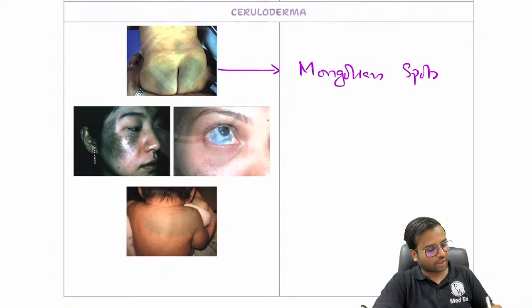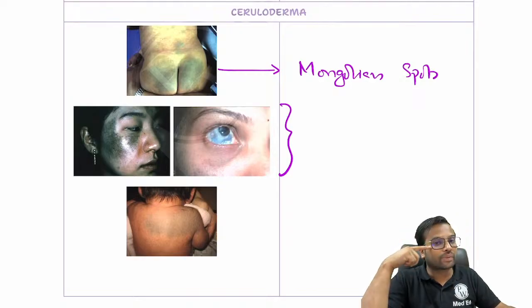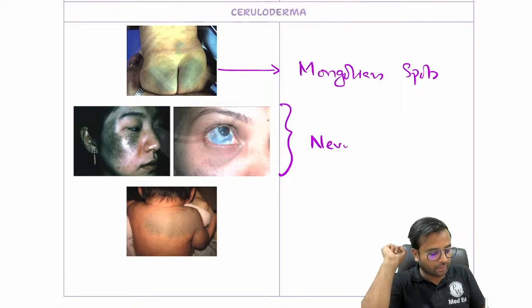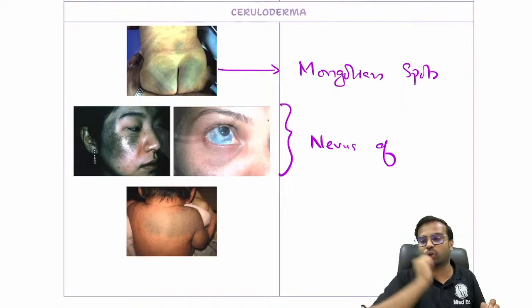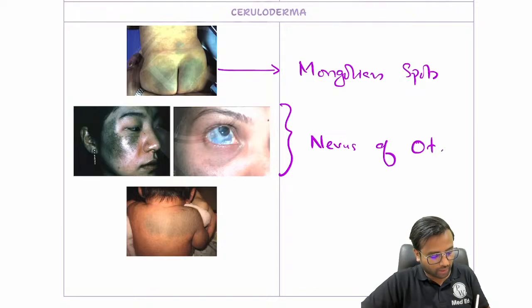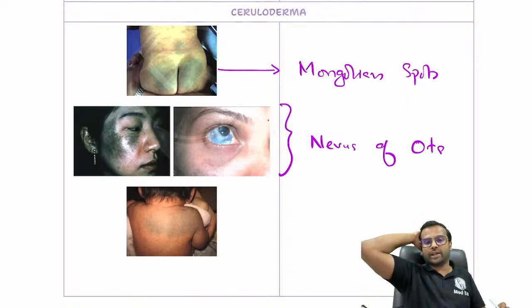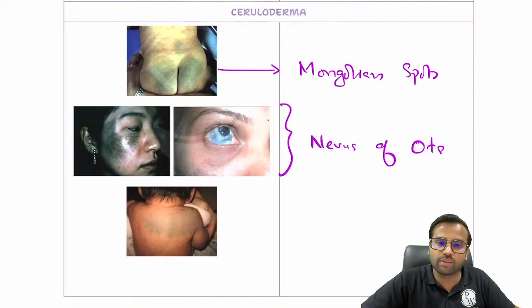Next one, what is seen here is over the face as well as over the eyes. If you find this bluish discoloration, is it nevus of Ota? Yeah, nevus of Ito? What do you think? Is it nevus of Ota? Yeah, this is nevus of Ota. So try to remember like this: nevus of Ota, where including the eyes is involved. This is called nevus of Ota.